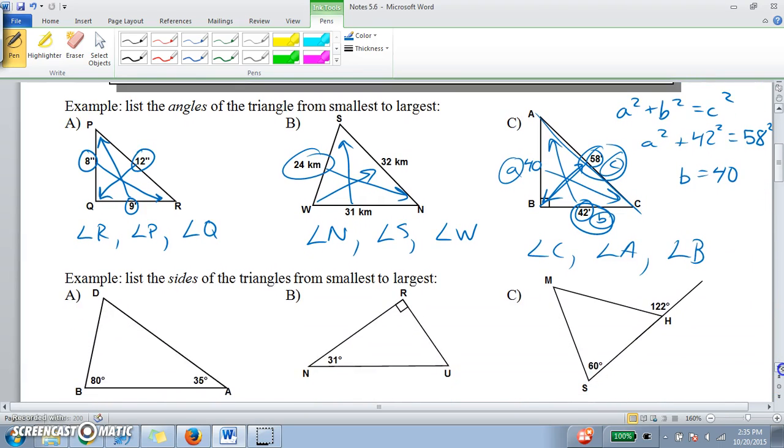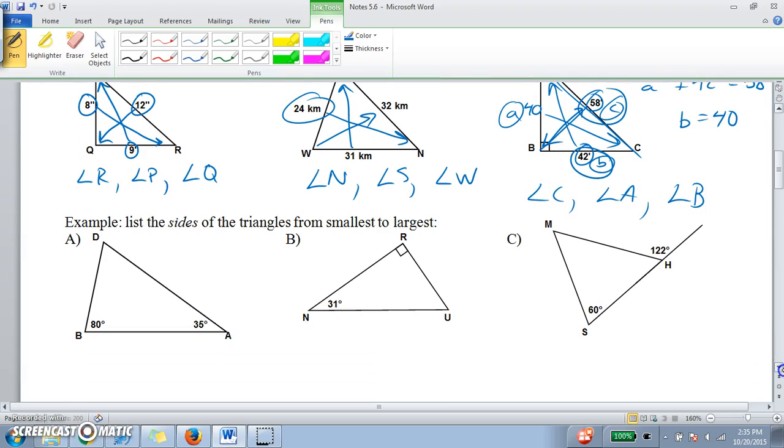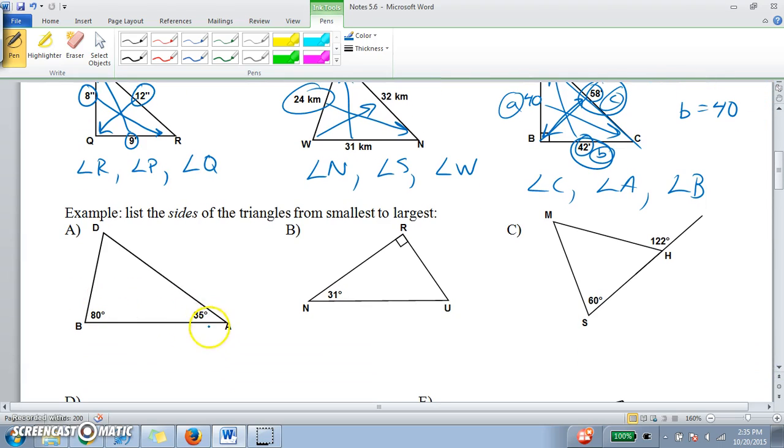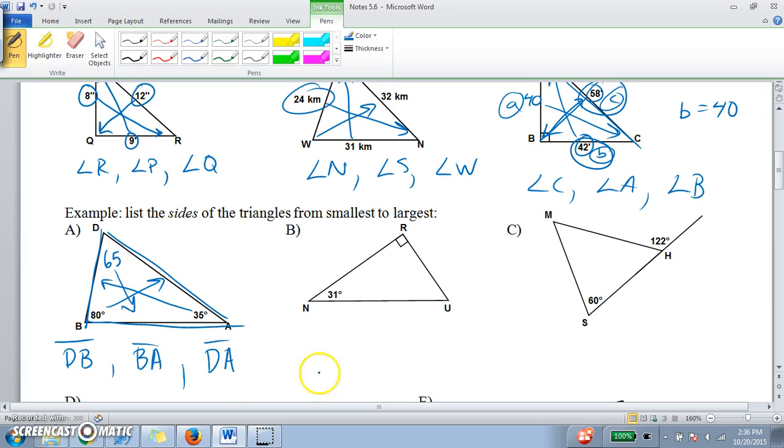Alright, going backwards now, this says list the sides of the triangle from smallest to largest. So now we're only given two angles because we know how to find the third angle given two of them. We add them up and subtract from 180. So if I do that with 80 and 35, I add that up and subtract from 180, I get 65. So 35 is the smallest number, which makes this side, DB, the smallest. Next is 65, so BA is next, and 80 is the last one, so DA is the biggest.